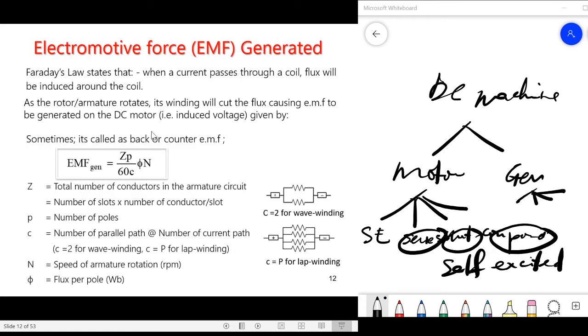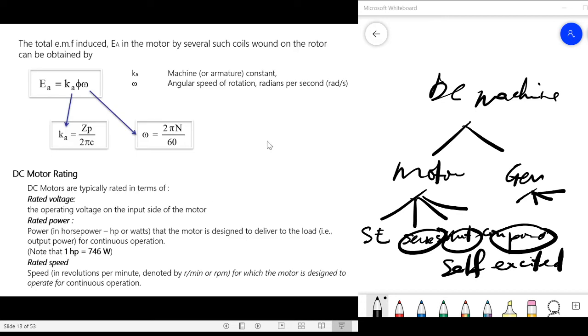Okay. So EMF, Faraday's law states that when a current passes through a coil, flux will be induced around the coil. Okay. So as the rotor rotates, as the armature rotor and armature rotate, the winding will cut the flux causing EMF to be generated on the DC motor. Sometimes called back EMF, given by E = ZP divided by 60C times flux times N. Formula ni jarang pakai sangat, no worries. So ini basic je winding ni.